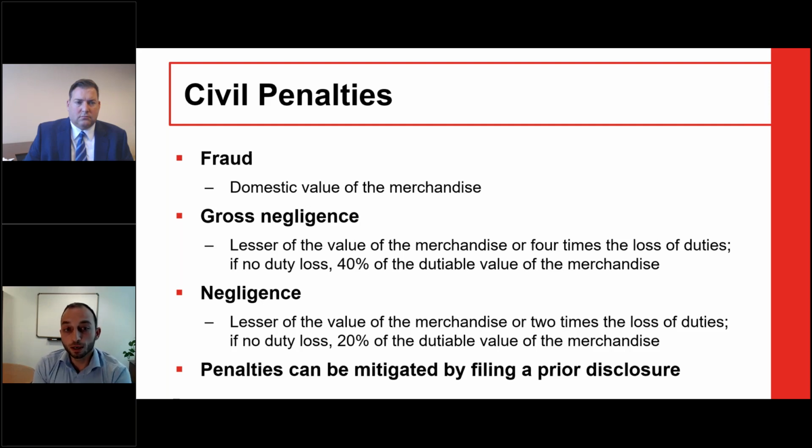Obviously, if there is fraud involved, then the amount of penalties are very significant and steep. But if there is negligence, then the penalties will be limited to the lesser of the value of the merchandise, or 2 times the loss of duties. And if no duty is lost, then 20% of the dutiable value of the merchandise. But these penalties can be mitigated by filing a prior disclosure, which we will talk about in the next 2 slides here. We can move to the next slide.